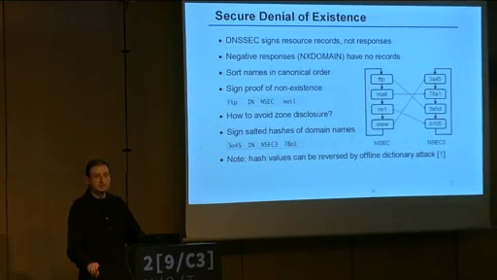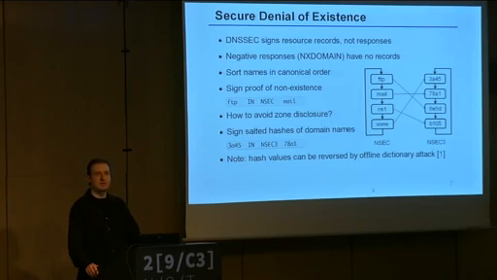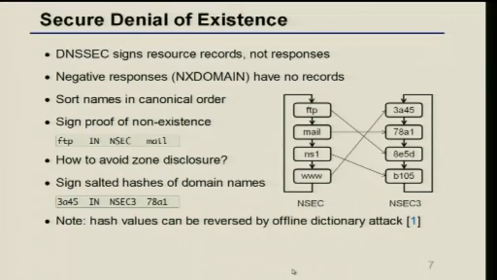Okay, now DNSSEC signs only resource records, not responses. So negative responses, when you mistype, for example, a query for a non-existing name, they have no resource records. There is only an error code and an NXDOMAIN. So how can you securely retrieve a negative answer? Well, the solution for this in DNSSEC is this. First, you sort all the names of a zone in a canonical order.